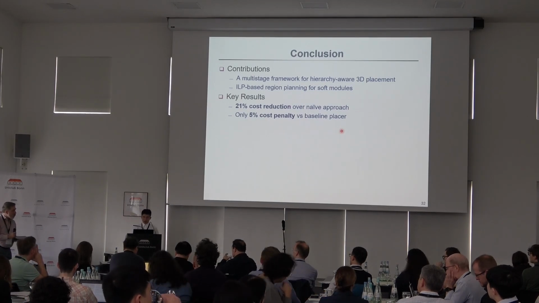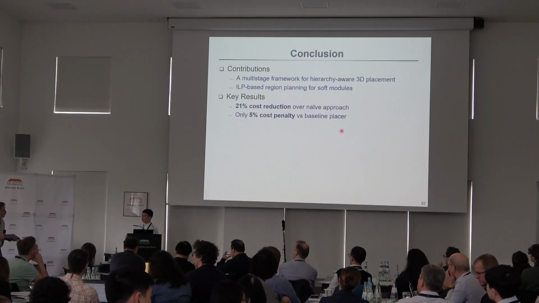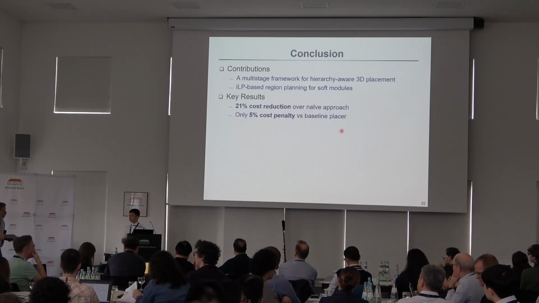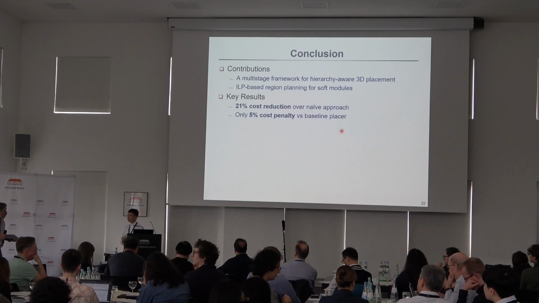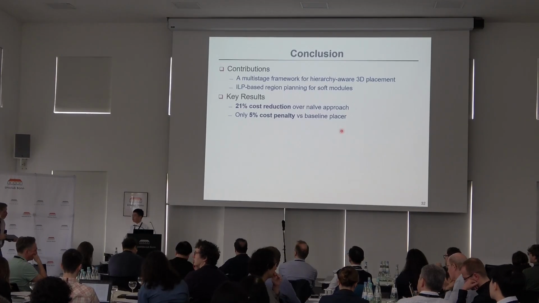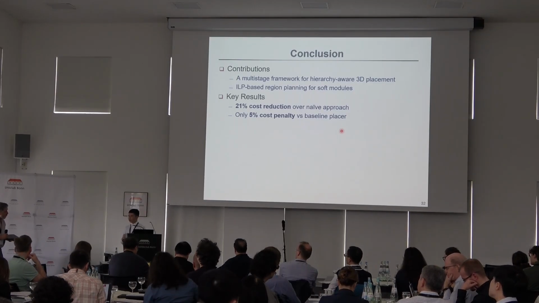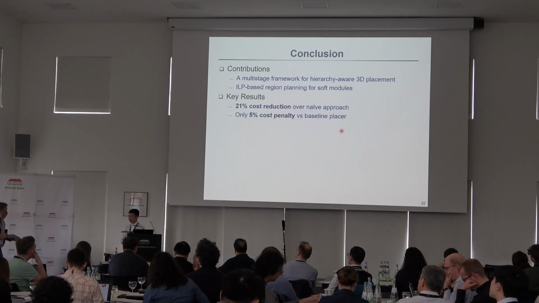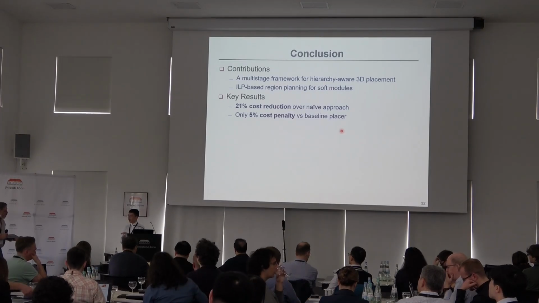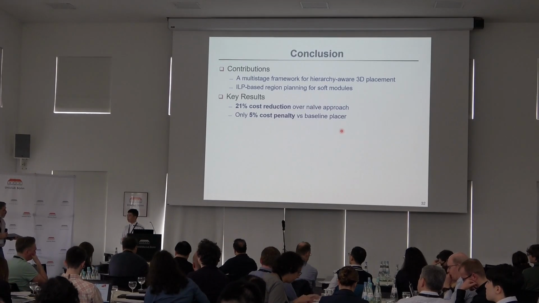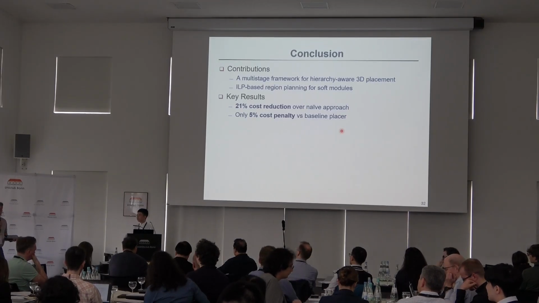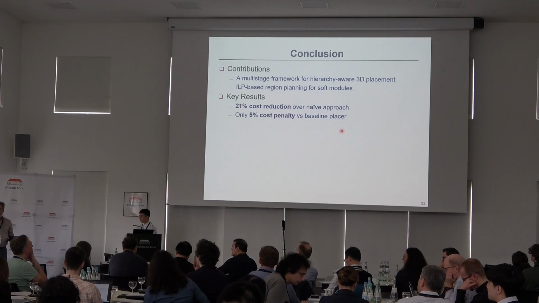I have a slide to explain how I balance the partition between tiers, because due to the technology difference, the area might be different. So we iteratively partition to make sure both tiers have equal instances, while minimizing the cost, minimizing the number of TSVs. Okay. Do you have other questions?